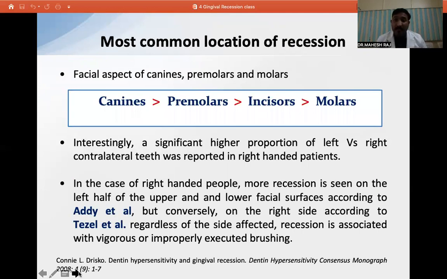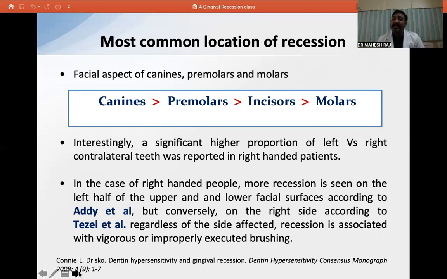What are the most common locations of recession? They are the facial aspects of canines, premolars, and molars. What we found is that the most commonly affected tooth is the canine, followed by the premolars, then coming back to the incisors and the molars.